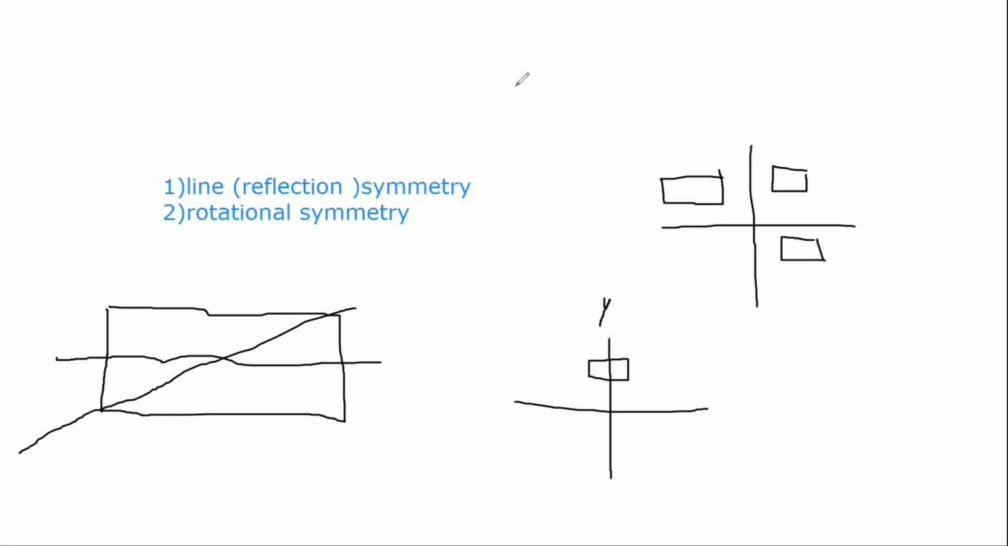Because actually in a rectangle, how many sides are equal? You only have 2, not lines, I mean sides. We only have 2 sides that are equal.